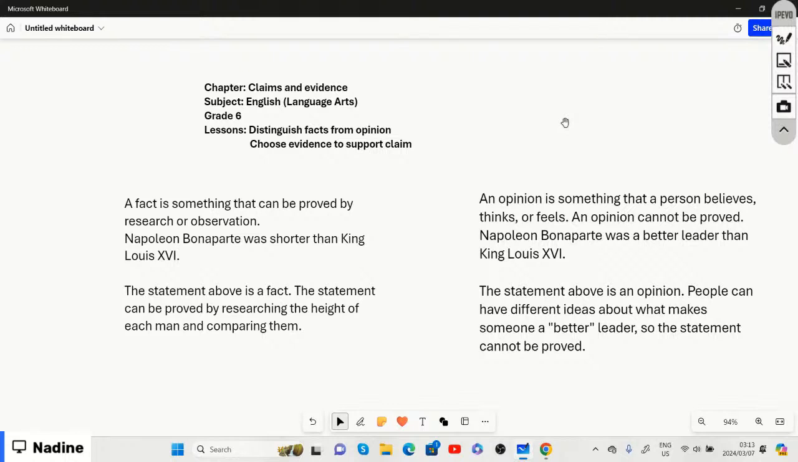And then we have an opinion, which is something that you as a person believe in. It is your beliefs, your feelings, and things that you think are happening. An opinion cannot be proven. I cannot call someone and say, but you told me that. No. These are things that people can deny because there's no research, no observation, nothing.